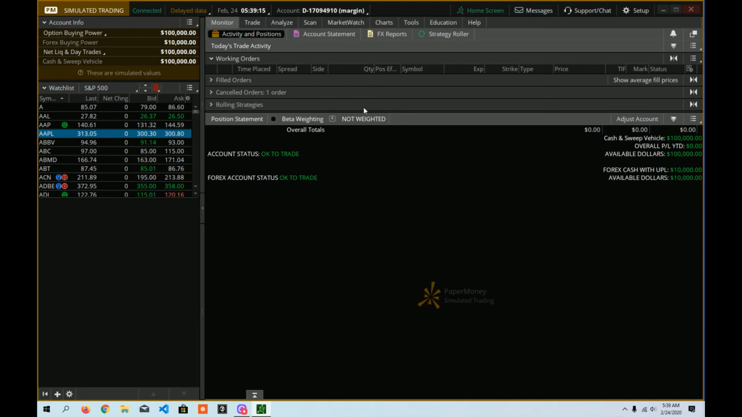This is our first look at actually placing trades, paper money, paper trading.